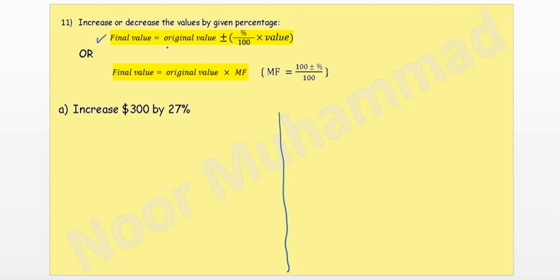Here, if you want to find the final value, first, because this one is written in the parenthesis, find the percentage out of 100, times it by the value. Means right now I have 27%.